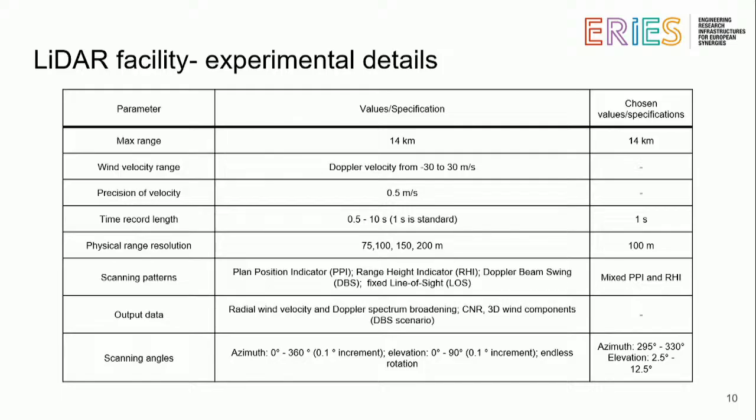Then we have precision of velocity 0.5 meters per second. Physical range resolution can be 75, 100, 150, and 200, and we chose to use 100 meters. Then we have scanning patterns.